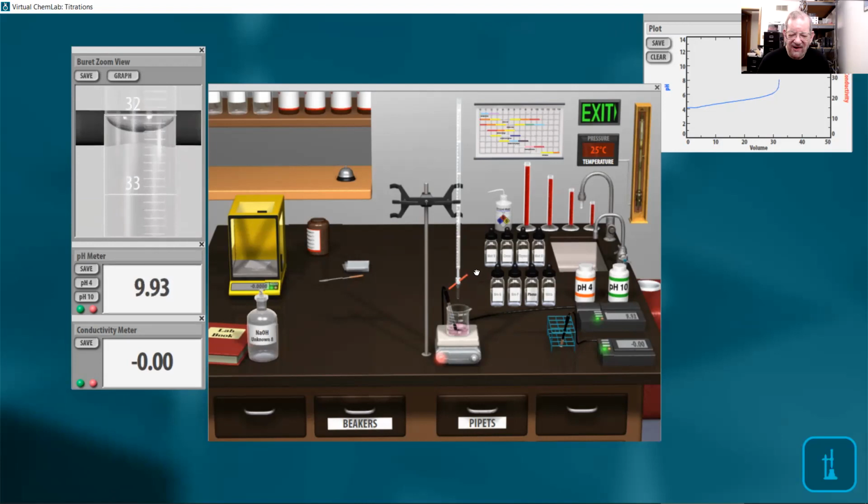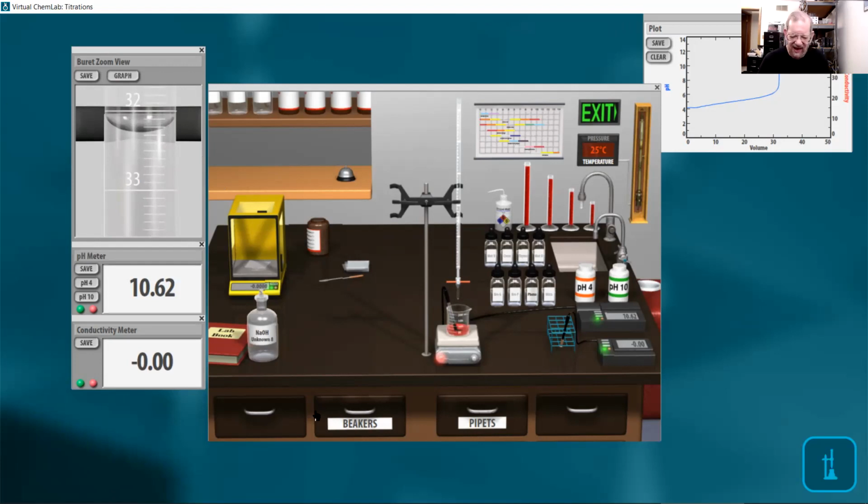Should change color. There we go. And as soon as it changes color, we now have neutralized all the acid with the base. And if we look over here on the upper left, I have 32 point, I'd call that 0.1, 0.2, 0.25. Actually, you can get 4 significant figures now. 32.25. That's my final volume.